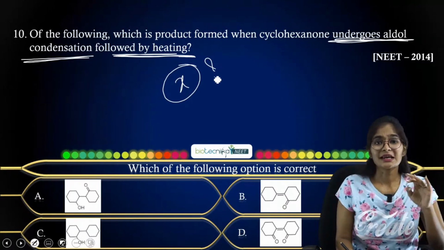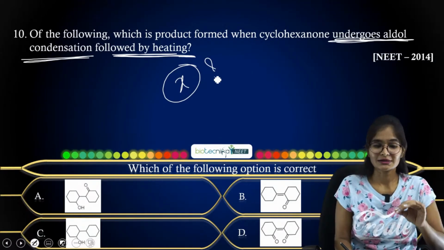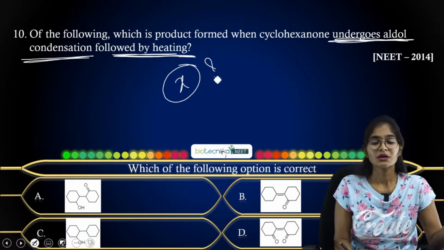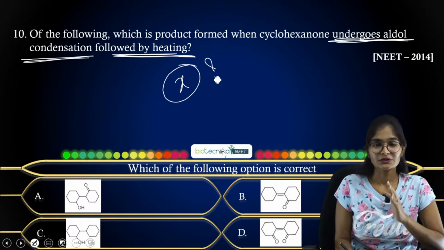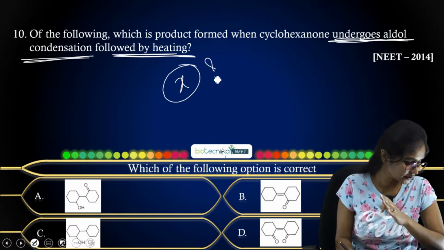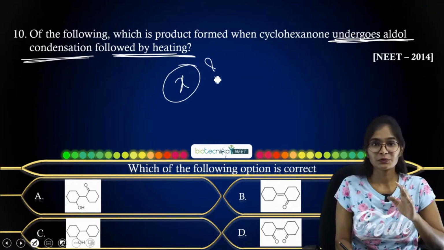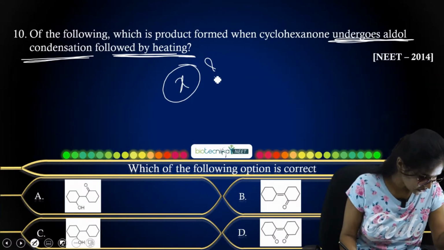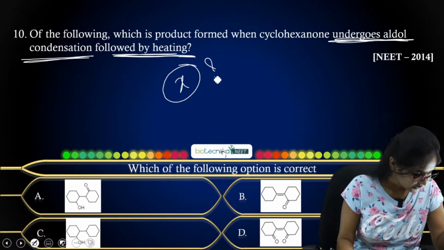Whatever steps I have given with respect to aldol condensation, first you have to follow with respect to the base. Okay, so just consider the base, then accordingly you will get your X product. So Vinod has answered it as option B. All right. What about the remaining students?